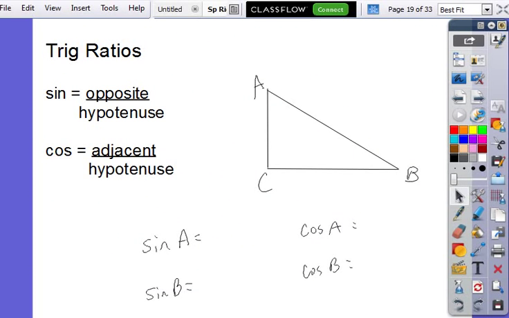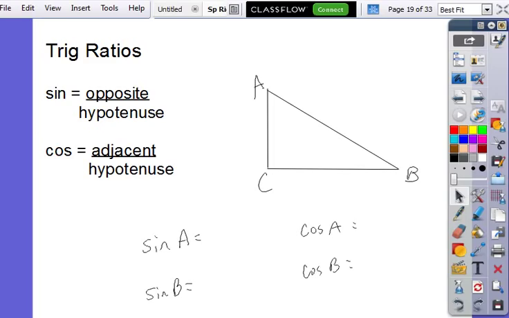All right, trig ratios. The first two we're going to look at are sine and cosine. Now, all of this deals with right triangles. So if you don't have a right triangle, this stuff doesn't work. We're doing sine and cosine. Sine is the opposite side over the hypotenuse. Cosine is the adjacent side over the hypotenuse.